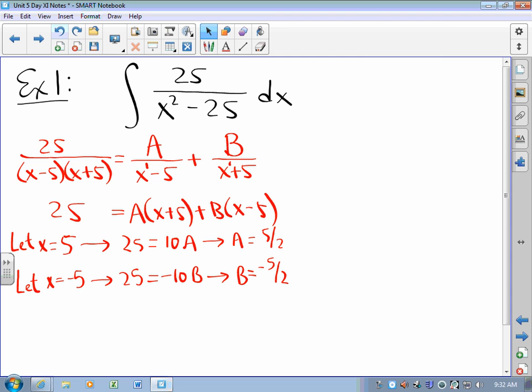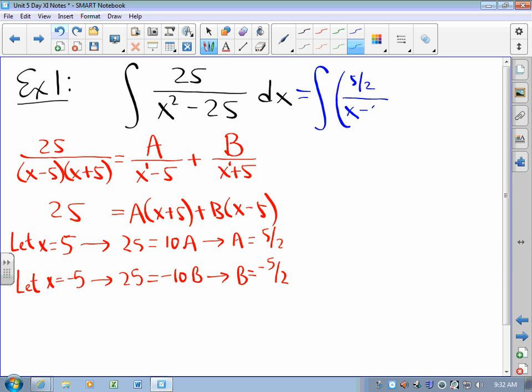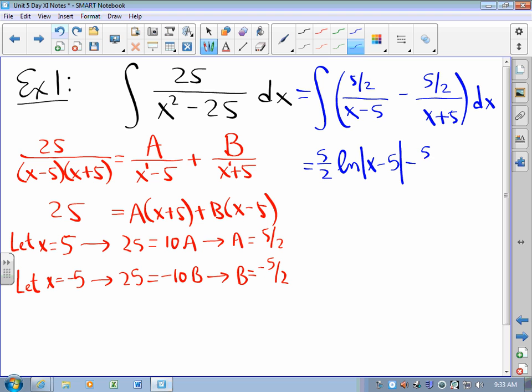How does that help us out with an integration? Well, all that stuff in red means that the black fraction is the same thing as 5/2 over x minus 5 minus 5/2 over x plus 5. And those are two integrals I know how to take. The fraction on the left integrates to 5/2 natural log of x minus 5. The fraction on the right is also a natural log plus a constant.